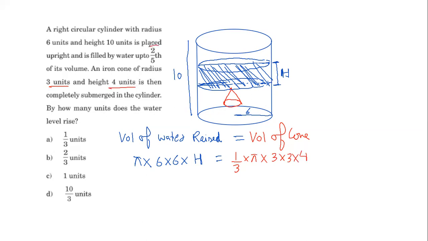So I really don't care whether it's 2/5 filled or 1/3 filled. The idea is that the volume of the cone will exactly be equal to the volume of the water rise. From here, I can directly figure out this height. Pi gone, 3 gone, 3 into 4, 12. 12 over 36, so basically 3h is equal to 1. And the rise in the height comes out to be 1 by 3 unit. That is option number A.